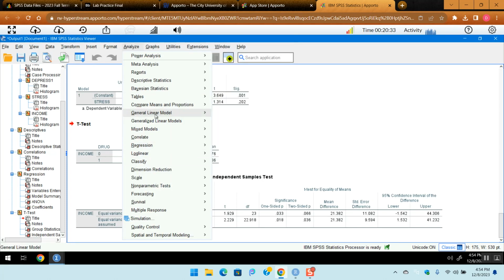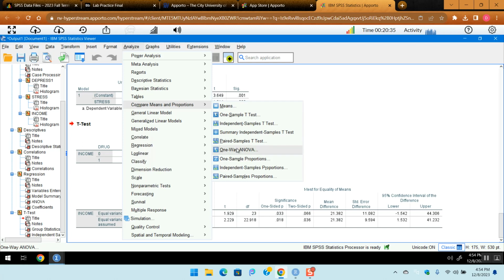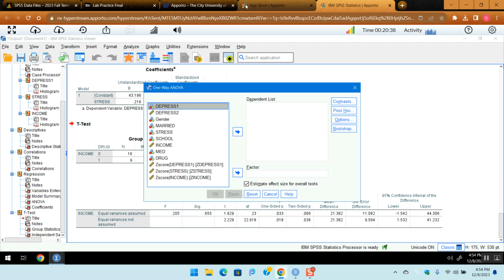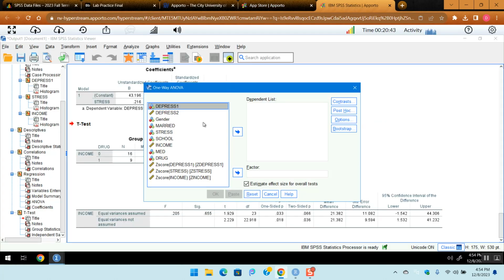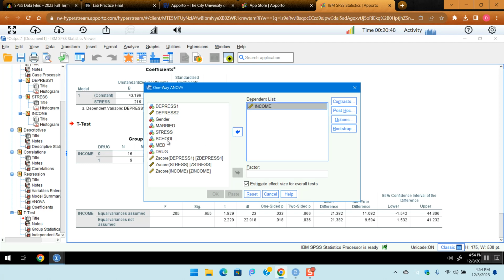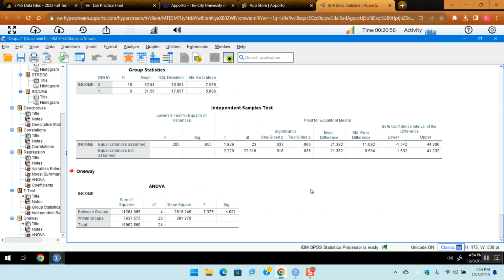Analyze, Compare Means. We want one-way ANOVA, and we are doing education and annual salary. So salary is income, and education is school. Don't need effect sizes. Let's just see if there's a difference first. Then I'll do the post-hoc test. And our F value is 7.375, and the sig value is less than 0.001. So that means that there is a significant difference between the groups.